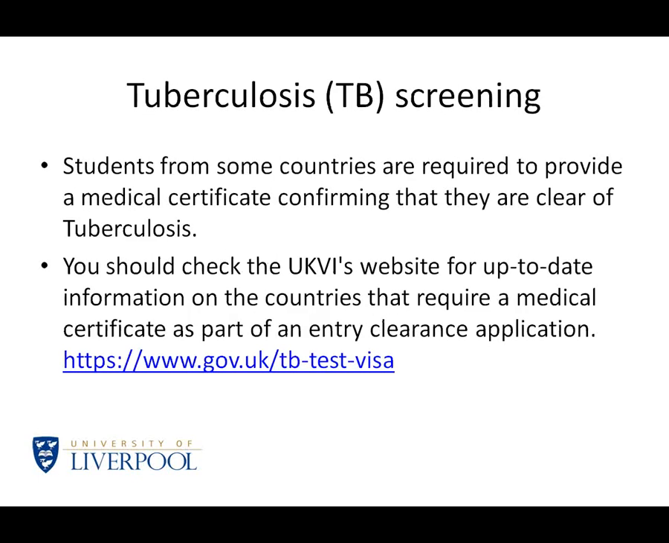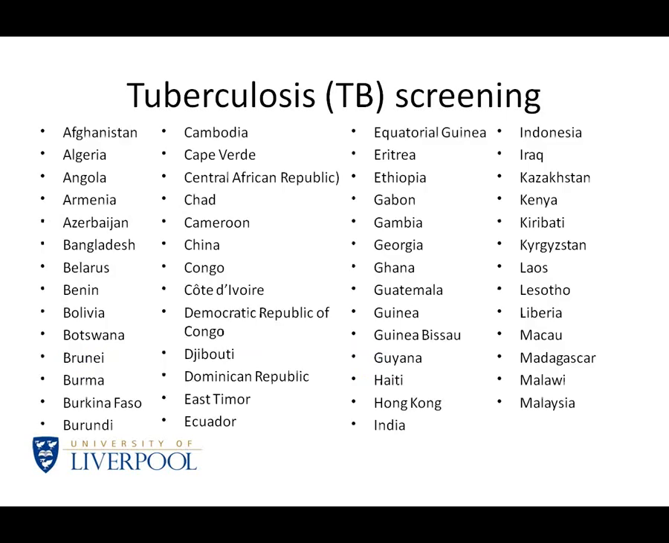Students from certain countries, as part of the visa application, are also required to provide a medical certificate confirming that they are clear of tuberculosis, often abbreviated as TB. So you should check the UKVI's website for up-to-date information on the countries that require a medical certificate as part of this entry clearance visa application. There's the website there for you to check the up-to-date list. But we do have a list here. So I'll give you a few seconds to have a quick look through. It's in alphabetical order, so you should be able to find your country quite quickly to see whether or not you need a TB screening certificate as part of your visa application.